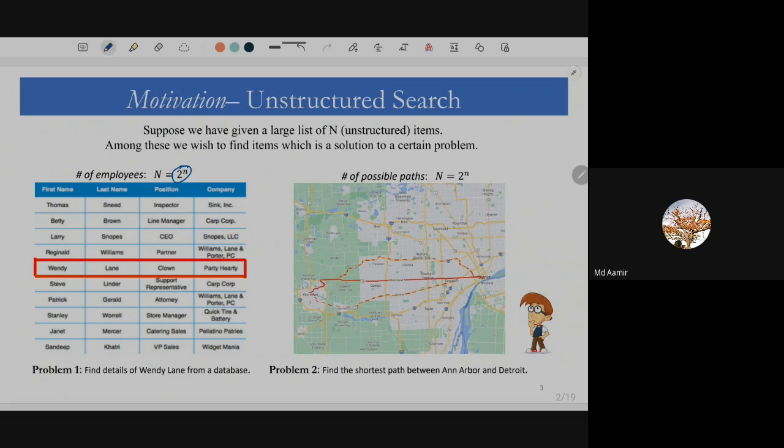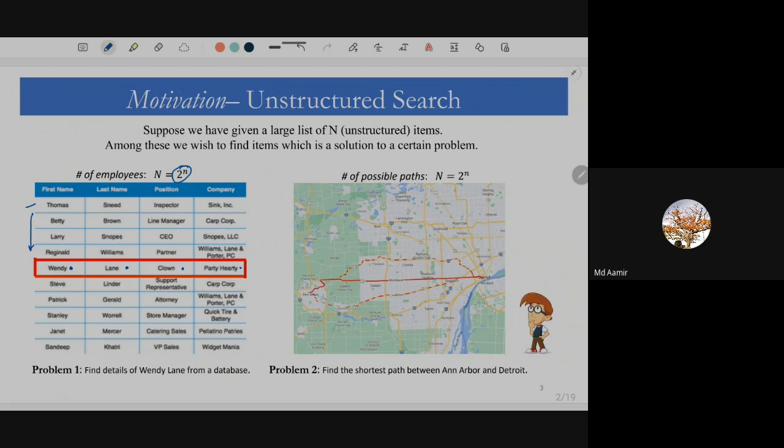But we are given a task that we have to find the details of a company employee whose name is Wendy Lane. So the basic idea that we can pursue is to start from the beginning and go downwards, and search where we find the first name Wendy. Then we search for the last name, then the position, then the company. So this is one example of unstructured search.